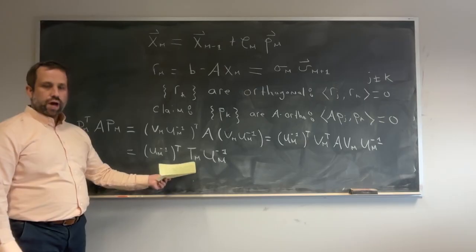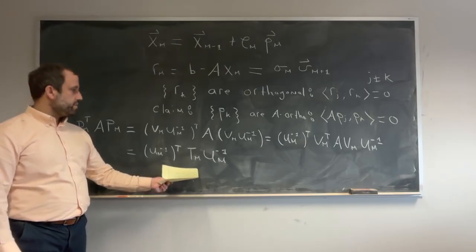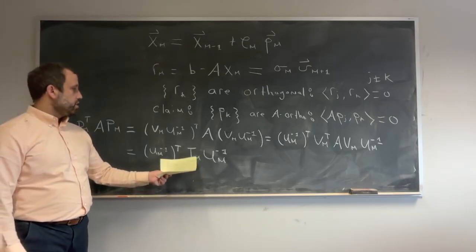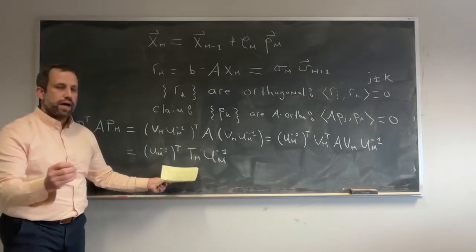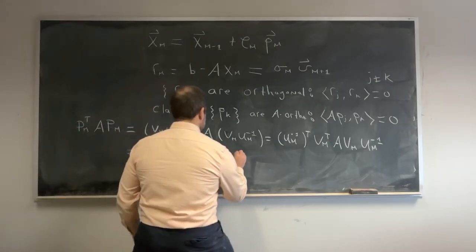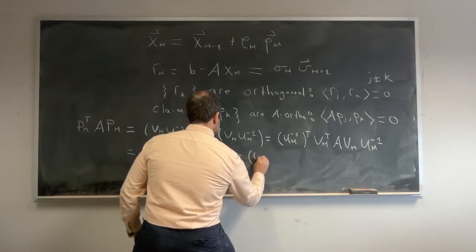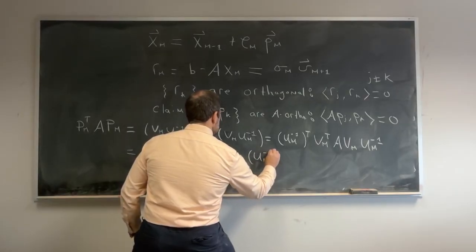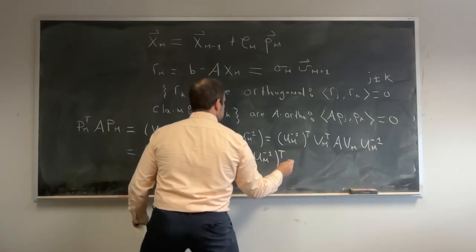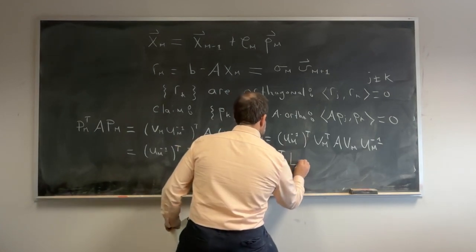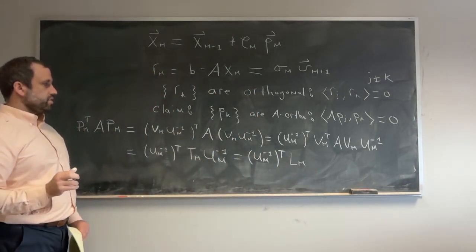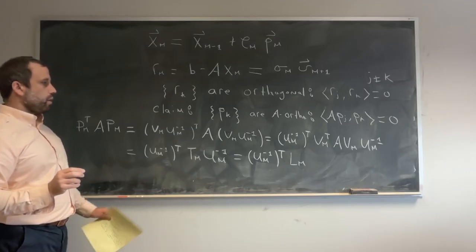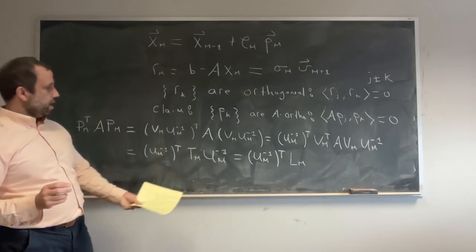Okay, but remember what the relationship is between UM and TM. TM is equal to LM times UM. So when we do TM times UM inverse, we're just left with LM. So this now is going to be equal to UM inverse transpose times LM. Now there's a number of ways to see this, and I will let you figure out how you want to see this on your own.